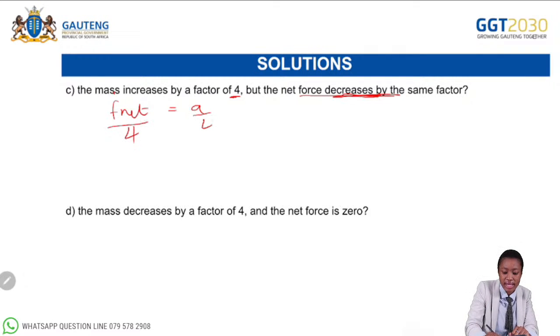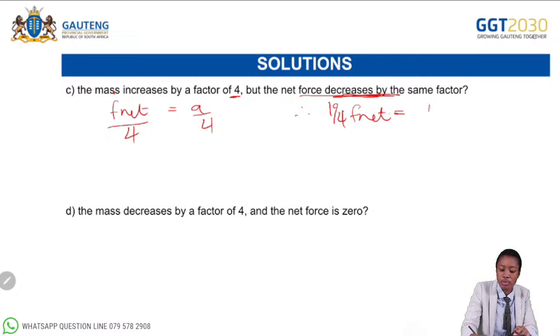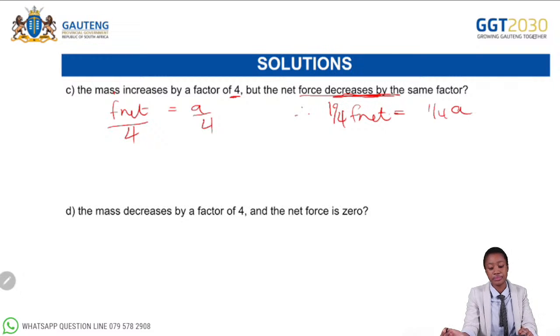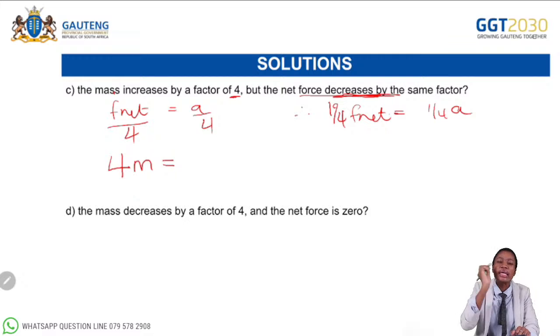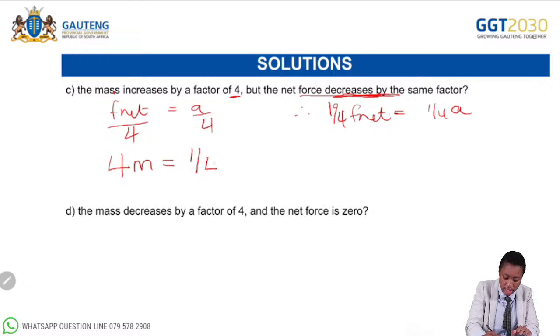What does that tell you? Acceleration will also decrease by a factor of 4. So in this case, we have a quarter of the net force that we initially had, and therefore we will have a quarter of the acceleration. But we increase the mass by a factor of 4. When you increase the mass, what happens to acceleration? It decreases. So acceleration would decrease by a factor of 4.